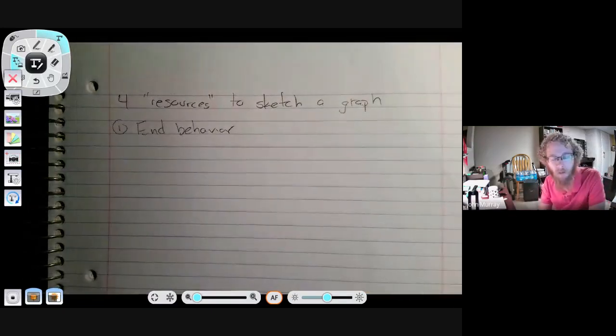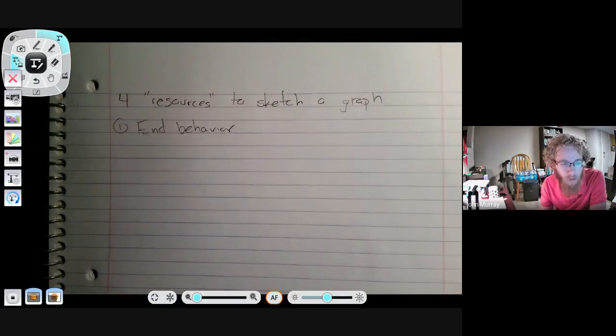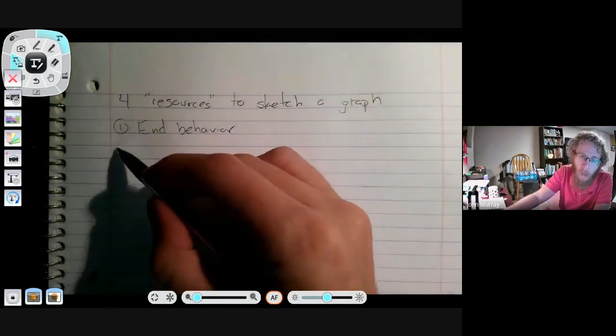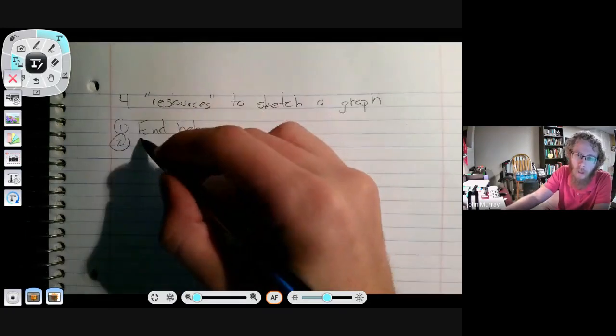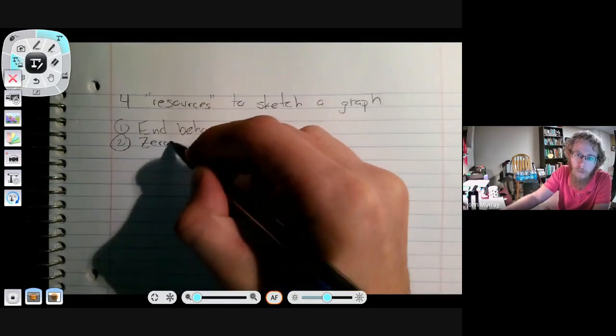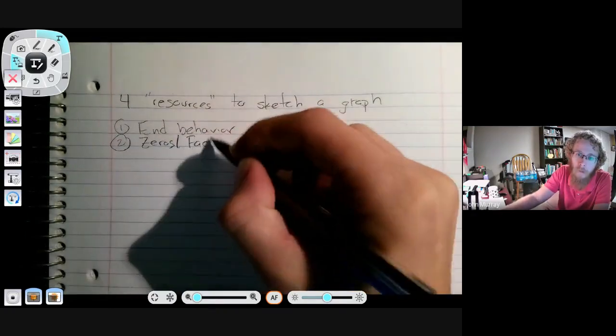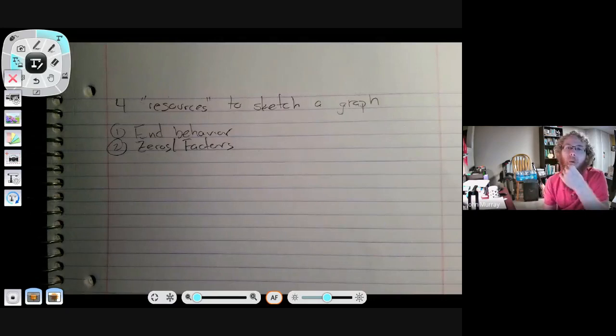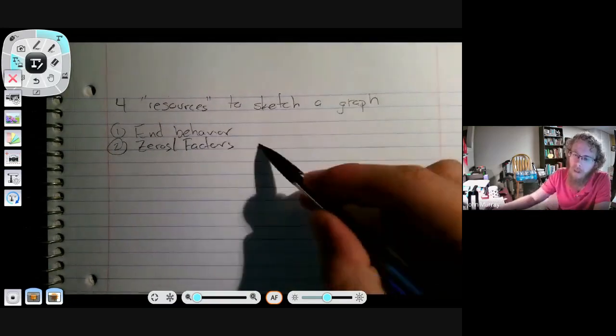First, we have the end behavior. We talked about that. It depends if it's even or odd degree, and it also depends on our leading coefficient. Then we have our zeros and our factors. When we find our zeros, they're specific points that we can plot.